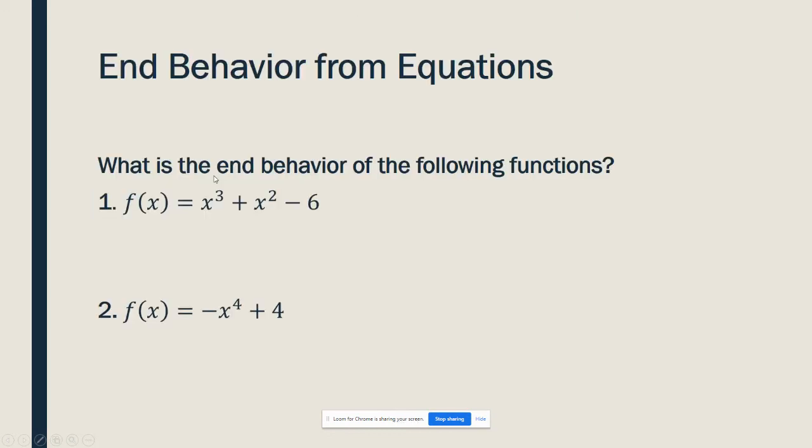So what is the end behavior of this function? This is a cubic function, which means that since this has a positive leading coefficient, it's going to be pointing up on the right, and since it's an odd degree, it's going to be pointing down on the left. So it's going to look something like this. If I graph that on a graphing calculator, it would be much smoother, but that's approximately what that function is going to look like.